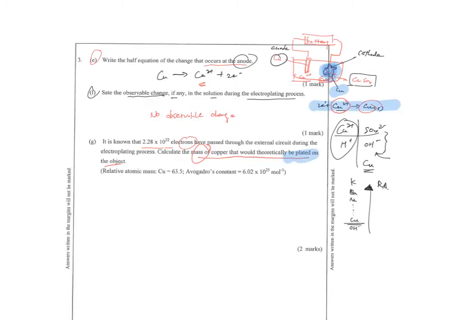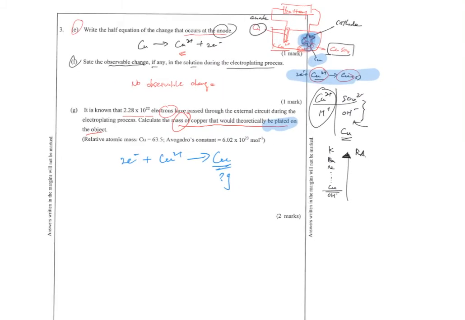That means we need to apply this half equation, because this half equation relates to how much copper metal will be coated on the object. So 2e⁻ + Cu²⁺ will form Cu. We need to find the mass of the copper, so you have to understand what the question asked.